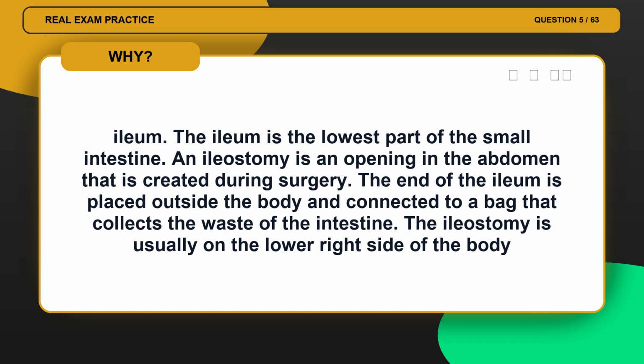Ileum. The ileum is the lowest part of the small intestine. An ileostomy is an opening in the abdomen that is created during surgery. The end of the ileum is placed outside the body and connected to a bag that collects the waste of the intestine. The ileostomy is usually on the lower right side of the body.